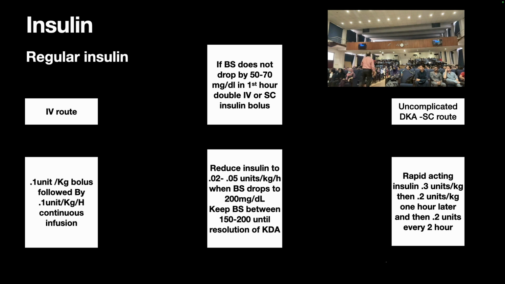Now, why do we want to keep the blood sugar in this range? We do not want to bring it to normal. We replace it with dextrose so that blood sugar does not drop. What will happen if the blood sugar drops precipitously?